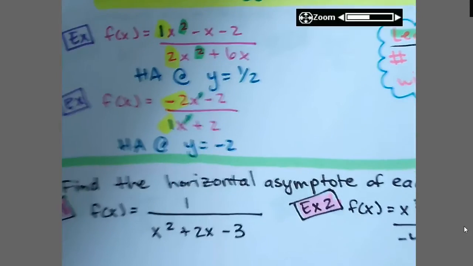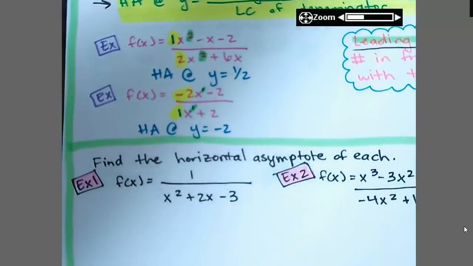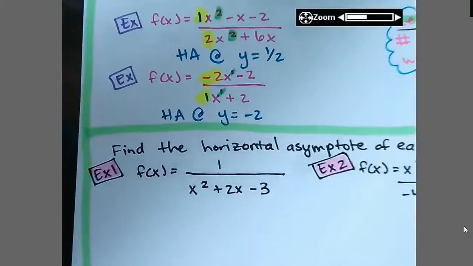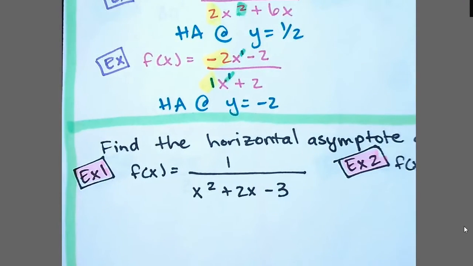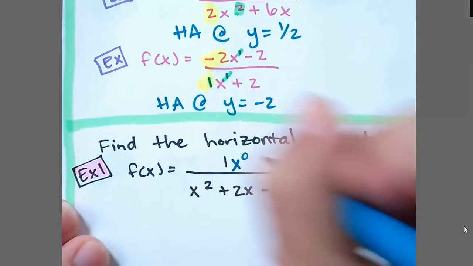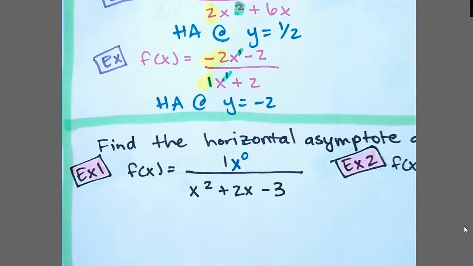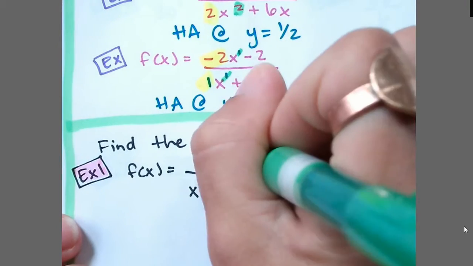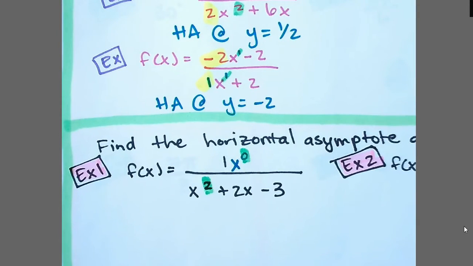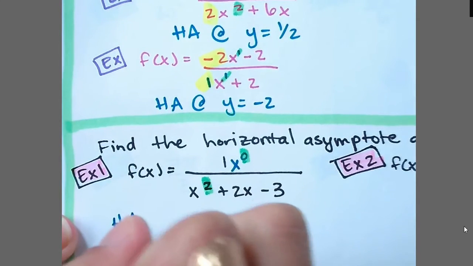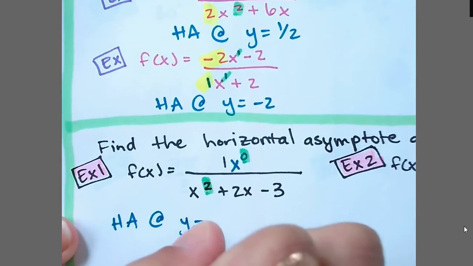All right, so what we're going to be doing is finding the horizontal asymptote of each. We're going to start with example number 1. Anytime that there's just a number, that means that it has x to the 0 power there. So we're going to look at the degree of our numerator, which is 0, and the degree of the denominator, which is 2. Since the degree of the denominator is bigger than the degree of the numerator, we're going to have a horizontal asymptote at y equals 0.